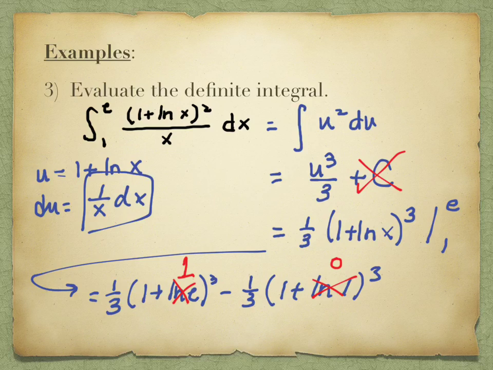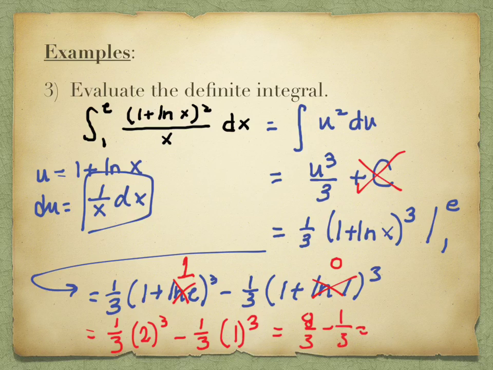So what I actually have here is 1/3 of 2 cubed minus 1/3, in essence, of 1 cubed. Because I have 1 plus 1 in the first parenthesis, and I have 1 plus 0 in the second. What's 2 cubed? 8. So the first piece is 8/3. Obviously, 1 cubed is 1, so this is minus 1/3. So what's my grand total at the end? 7/3. Any questions on that one? All right.